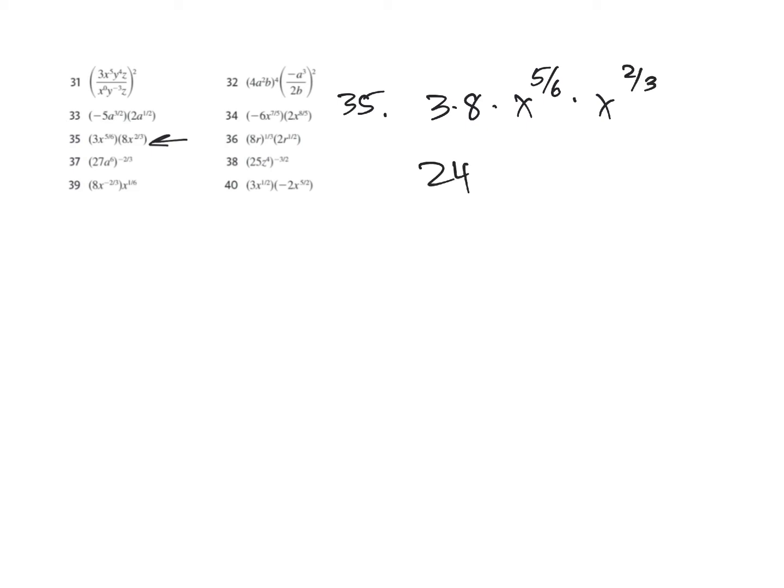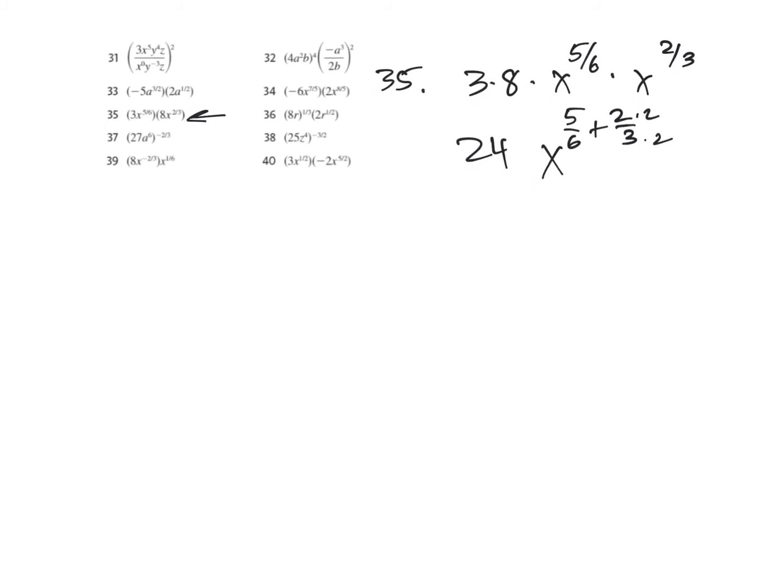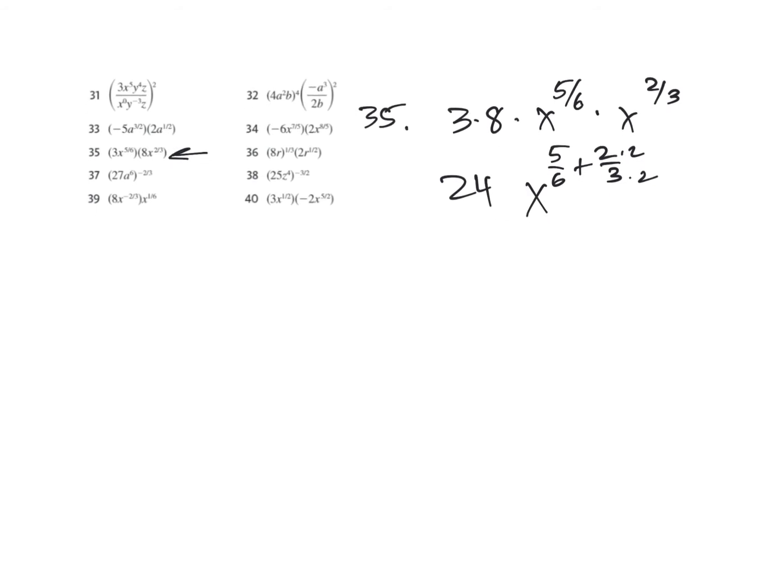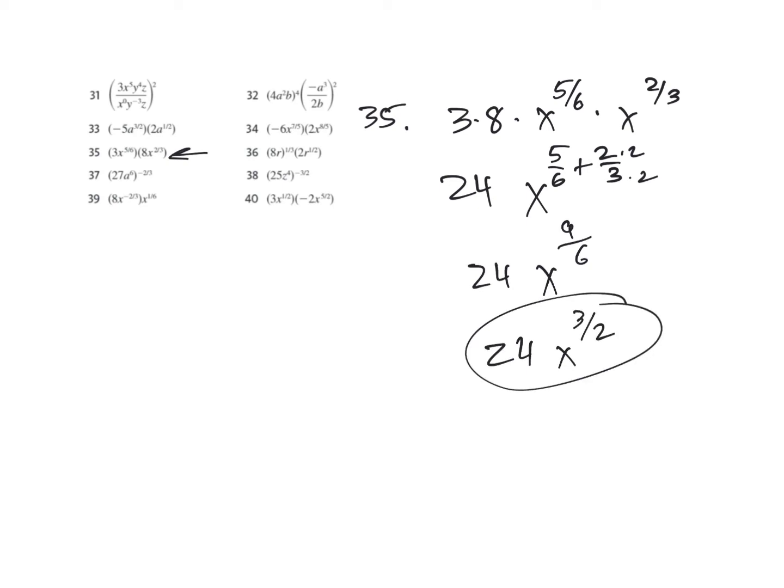So 24. Now you need to have a common denominator to add these together. So multiply by 2. So that'll be 5 plus 4 is 9 over 6. 9/6 is 3 halves, so 24x to the 3 halves. That's your final answer.